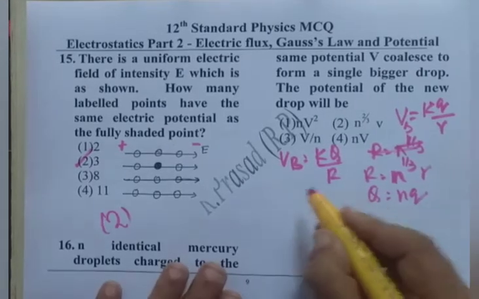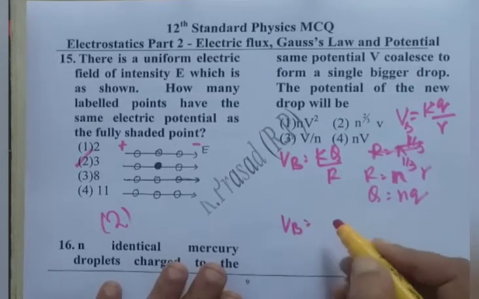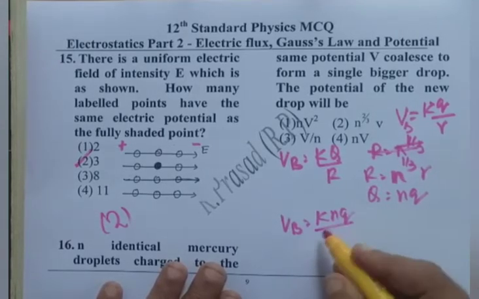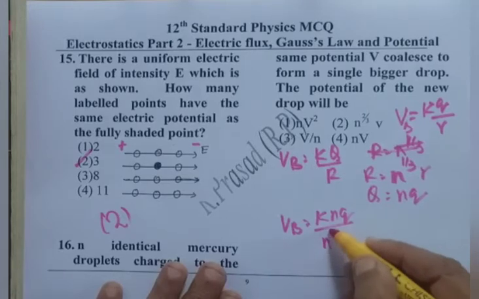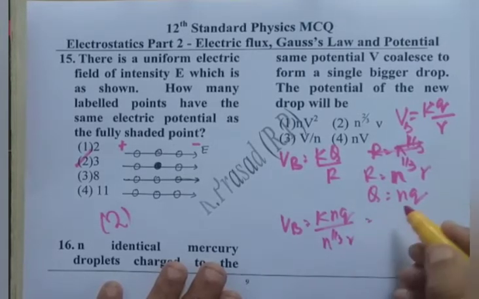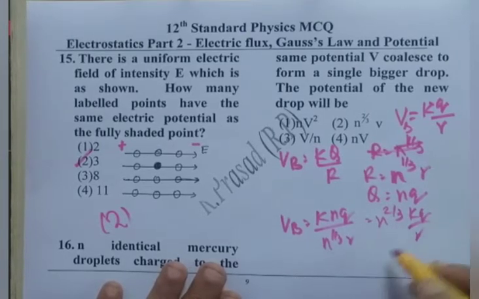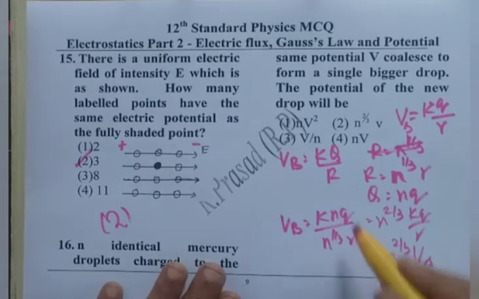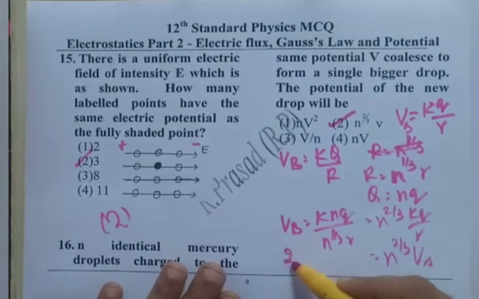So with this, if we substitute everything, V big is equal to K n q by n to the power of 1 by 3 r, which amounts to n to the power of 2 by 3 kq by r, or n to the power of 2 by 3 V small. That means V small is given as V. So option 2 is right.